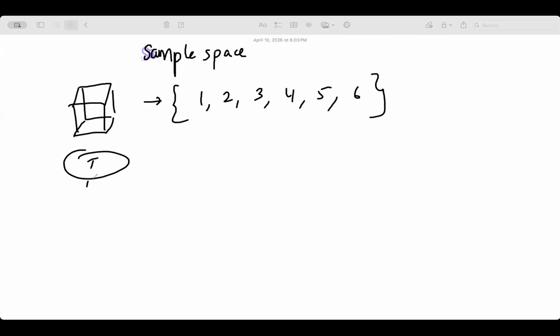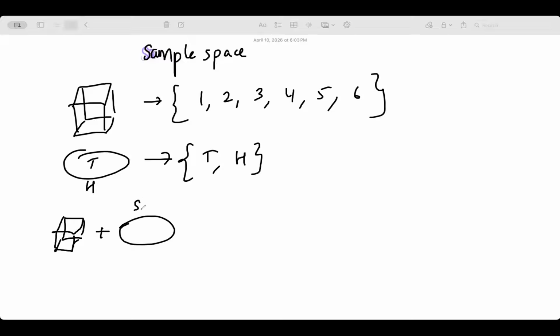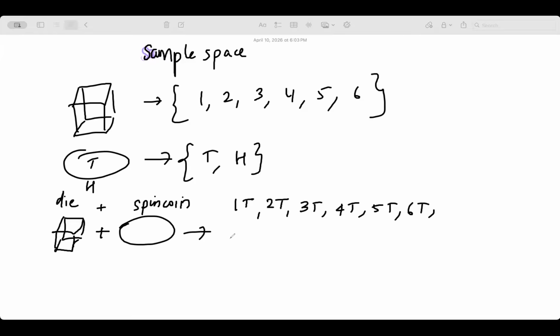Suppose you have a coin that has a tail or a head. What is the sample space? Tail and head. Suppose you throw a die and you spin a coin, what is the sample space? 1 tail, 2 tail, 3 tail, 4 tail, 5 tail, 6 tail, 1 head, 2 head, 3 head, 4 head, 5 head, 6 head. This is your sample space.